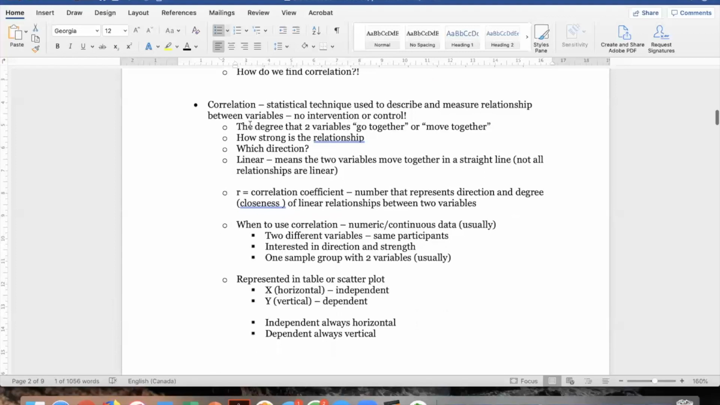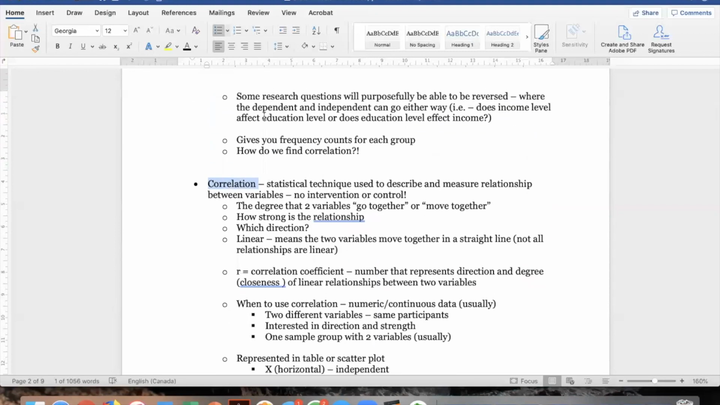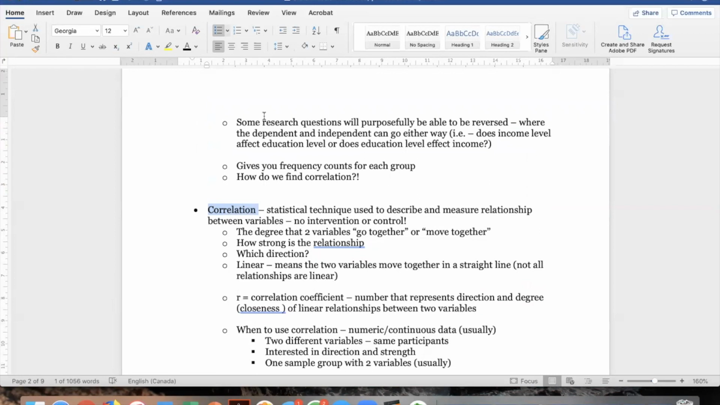So your correlation, this is how we're going to measure the relationship between the variables. Again, when you see correlation with your R, your correlation coefficient, this is not experimental. This is just, how does this thing relate to this other thing? You're not doing any intervention. There's no control. This is not like an RCT. This is just, is there a correlation between income level and education level?